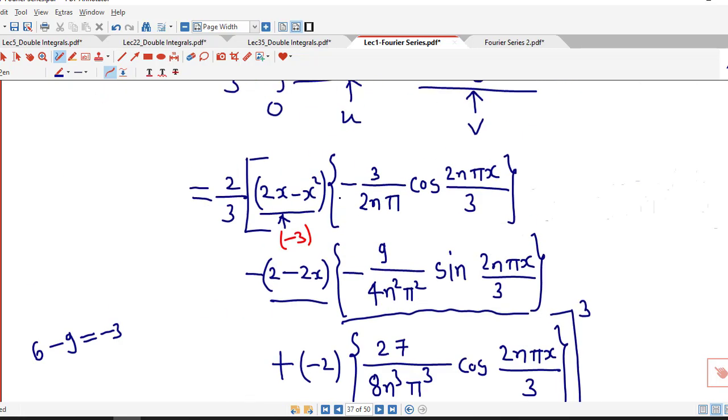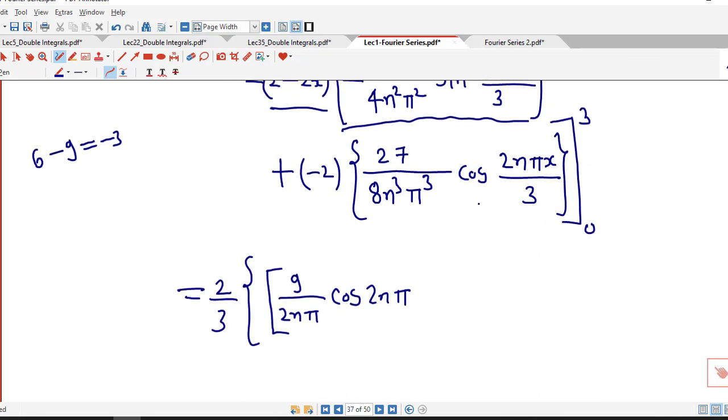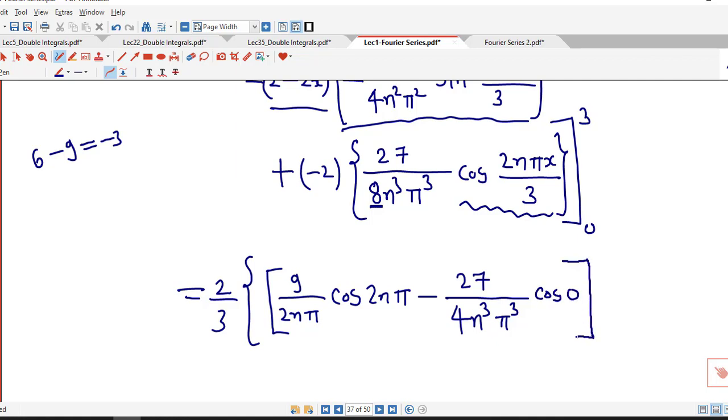This is 9 divided by 2n pi into cos 2n pi. And here also we put x equal to 3, so we have cos 2n pi, and here we have negative sign. This 2 will cancel out with this 8, so we have minus 27 divided by 4n cube pi cube into cos 0, which is going to be 1, or we can write one more step. This is for x equal to 3.